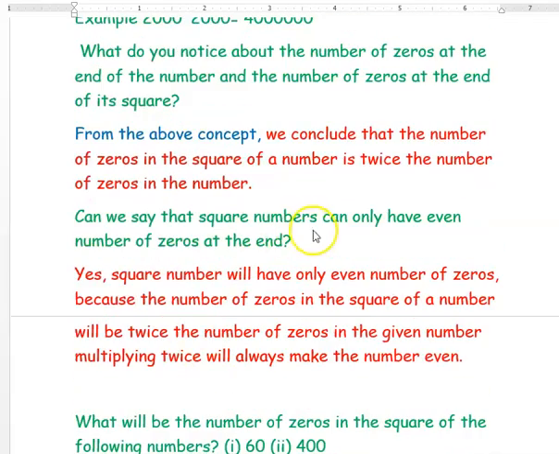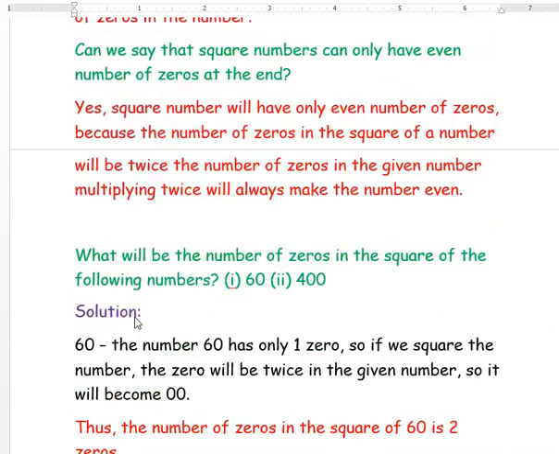Can we say that the square numbers can only have an even number of zeros at the end? Yes. The square numbers will have only an even number of zeros because the number of zeros in the square of a number will be twice the number of zeros in the given number. So multiplying by two will always make the number even.